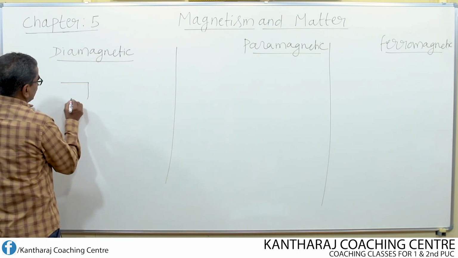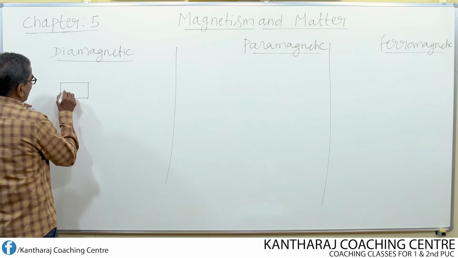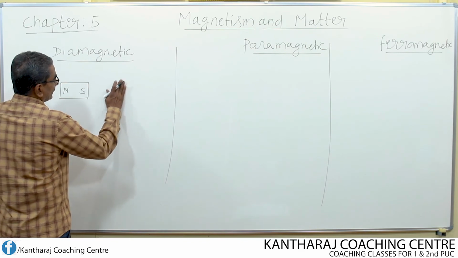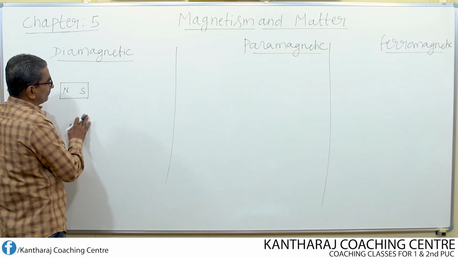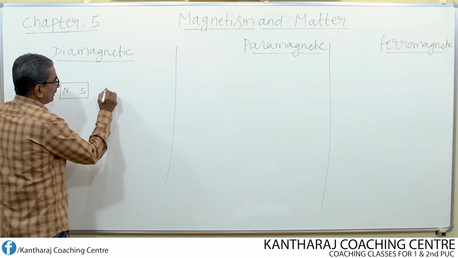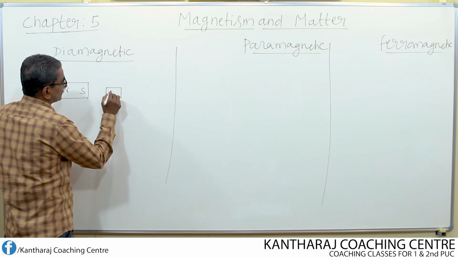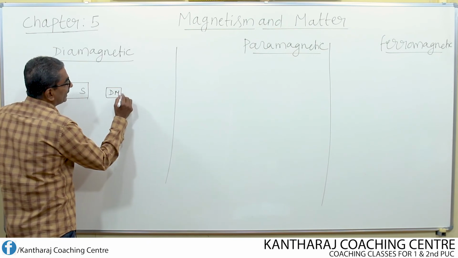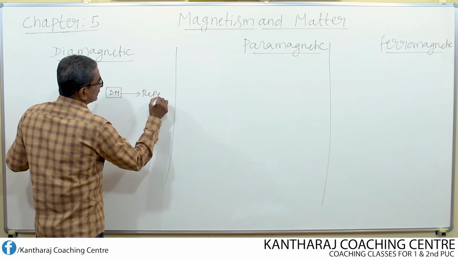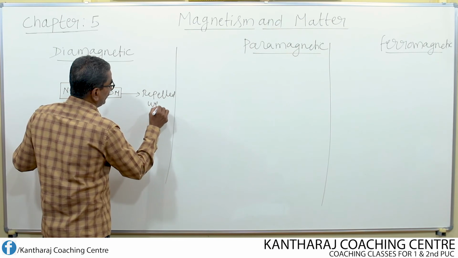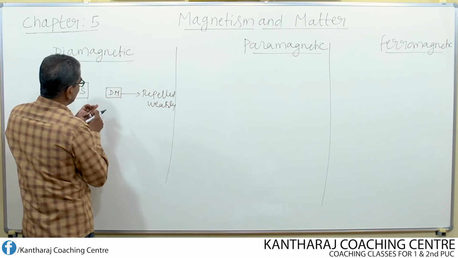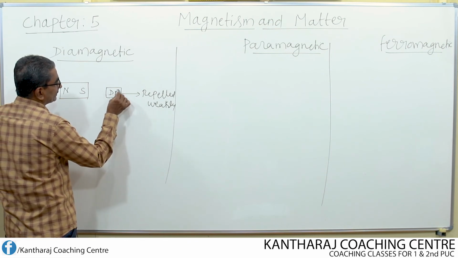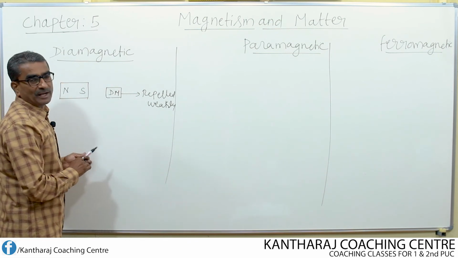Suppose if I consider one strong bar magnet, north pole, south pole of the magnet, then close to this strong bar magnet, if I keep one diamagnetic material, then this diamagnetic material is weakly repelled. It is repelled weakly, okay. So if you imagine this as a material, then it gets repelled like this weakly. It moves away from this magnet.